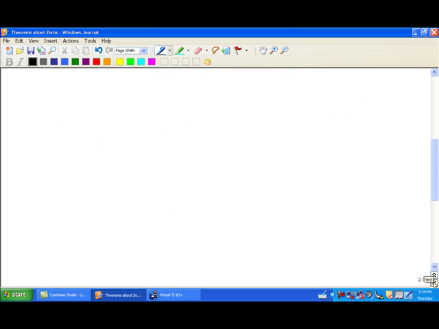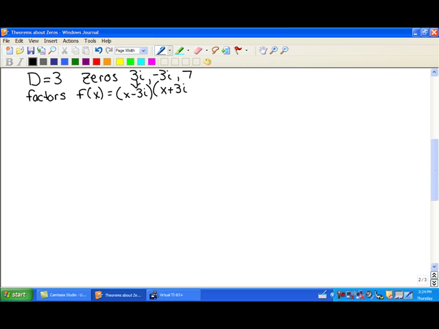Let's try that again, and this time let's say that we have the degree of 3, and our zeros are going to be 3i, negative 3i, and 7. If we're going to find the polynomial that has the degree of 3 with these answers, first thing we need to do is come up with our factors. Our function is going to have the factors of x minus 3i, x minus a negative 3i, which is actually x plus 3i, and x minus 7.